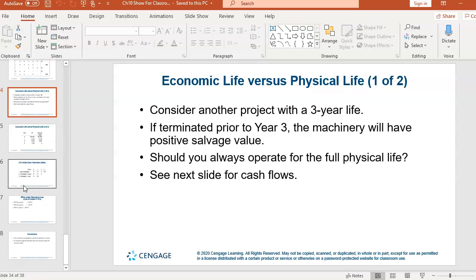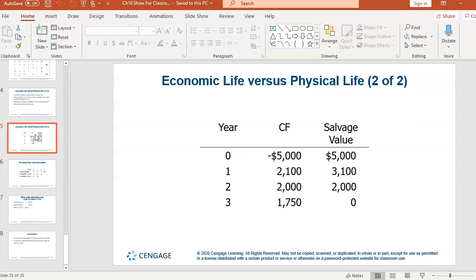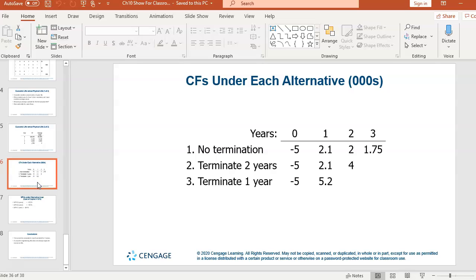Then economic life versus physical life. It says here, consider another project with a 3-year life. If terminated prior to year 3, the machinery will have positive salvage value. Should it always operate for the full physical life? Well, the answer might be no. It might be, well, maybe we pull the plug earlier to maximize cash flows. And so in this example, here's my cash flows and here's my salvage value for the equipment that I purchased. And you can see the salvage value goes down over time, as do the cash flows. That makes sense.